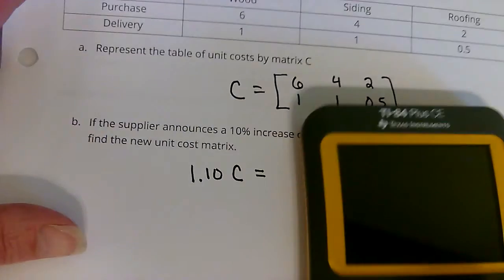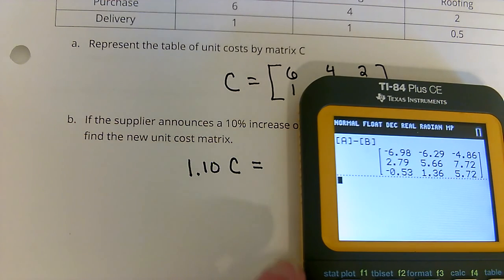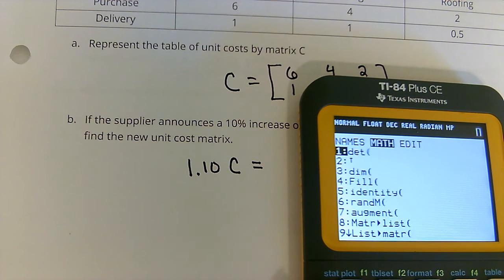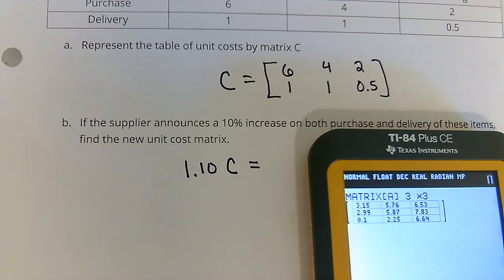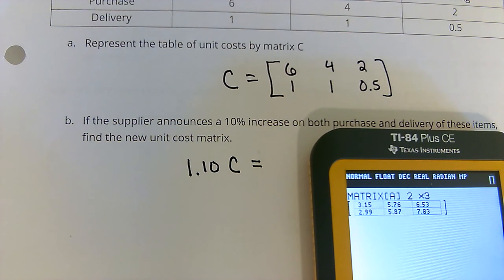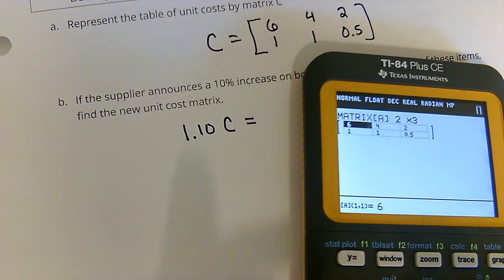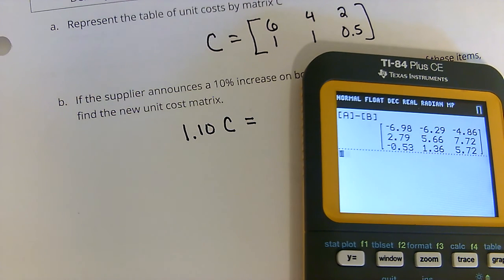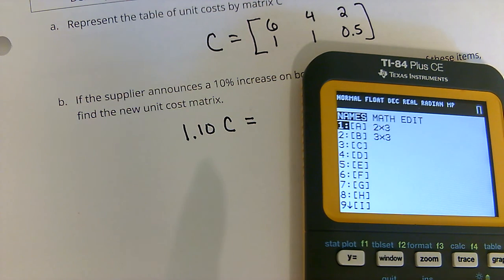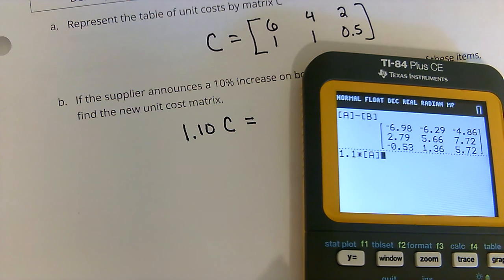And this may be easier to do in the calculator. So I'm just going to practice that. We'll go second matrix, edit. What kind of matrix do I have? A 2 by 3. And you can just type right over what was in there. And now I'm going to quit. 1.1 times matrix A. I probably should have put it in C so it would match.